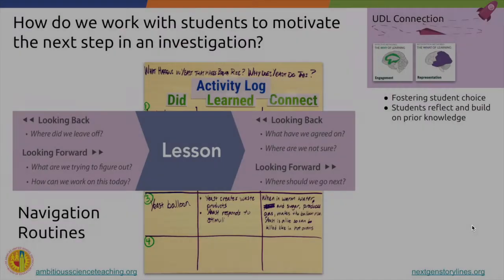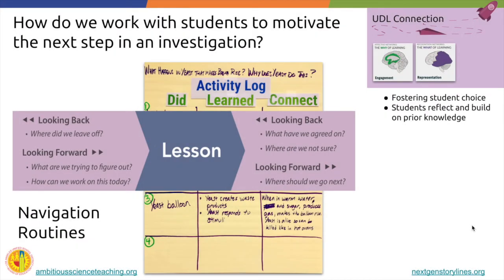From lesson to lesson, how do we work with students to motivate the next step in the investigation? We're always looking backwards and forwards in this. Looking back, where did we leave off in the last lesson? What have we agreed upon? What are we not sure about? Then in moving forward, what are we trying to figure out? Reminding the students, what is the big idea here? What are we trying to do? What questions do you still have? What might we work on next? These are all questions that are posed to students in discussion.